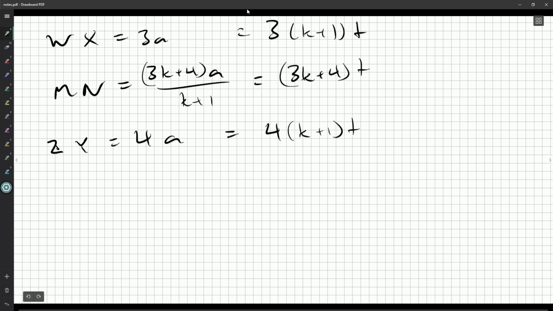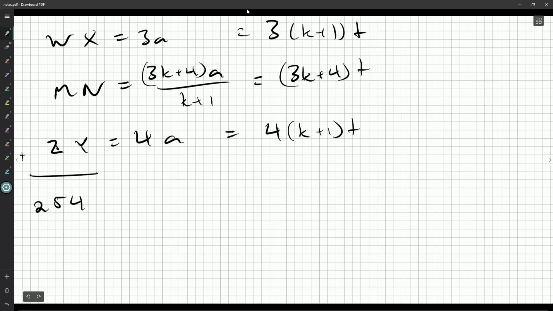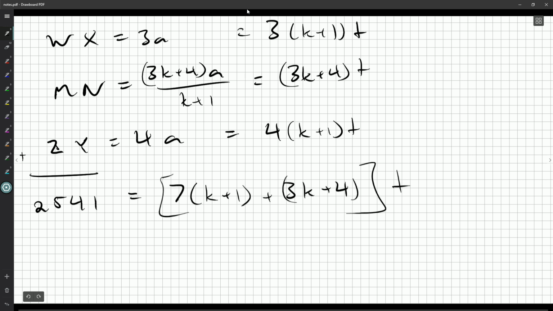Okay, and now we know the sum of all of these is 2541. 2541, there it is. Okay, so go back there, 2541, and we're going to get a factor of T here. So I'll call this 7K plus 7, just adding the 3's and the 4's, plus 3K plus 4, all times T. We can expand this out. This is going to be 10K plus 11 times T.